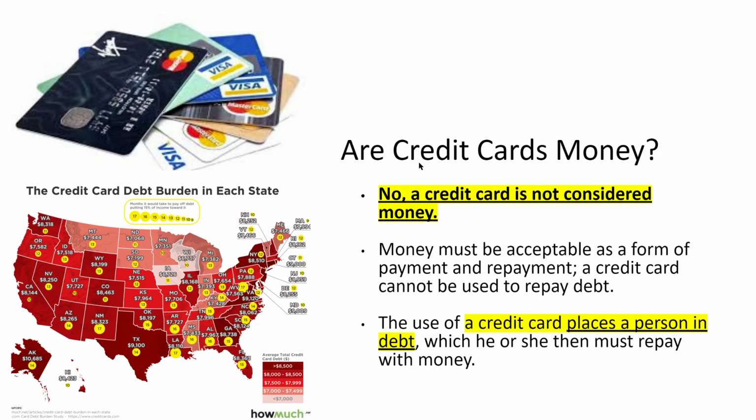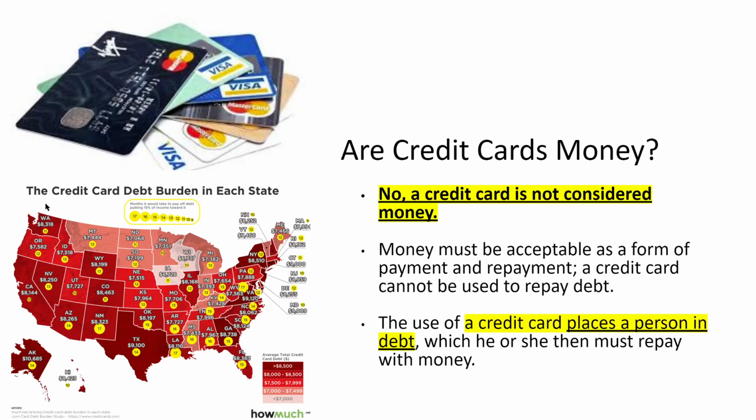Are credit cards money? No, they're not. A credit card is not considered money, and the reason why is because money has to be acceptable as a form of payment and repayment, and a credit card cannot be used to repay debt. A credit card is actually debt because it's placing you, the person using that credit card, in debt to the bank or whatever institution issued that card. So it's not money; it's debt.